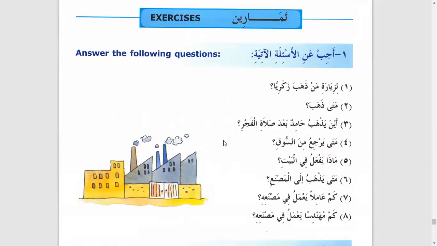Now how will we translate it? ذهبوا. لا. أين يذهب حامد؟ Where does Hamid go? Right? It's present tense. Yeah. بعد صلاة الفجر, after Fajr prayer. يذهب إلى المصنع. إلى المصنع. يذهب حامد بعد صلاة الفجر إلى المصنع.